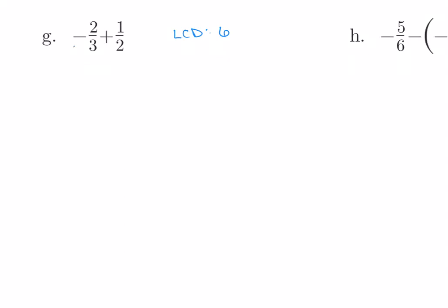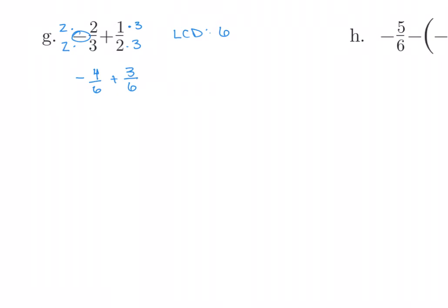So I'm going to multiply the first fraction by 2. Make sure that you keep the negative, don't drop it. We get negative 4 over 6. Second fraction, we're going to multiply by 3. And we get 3 over 6.